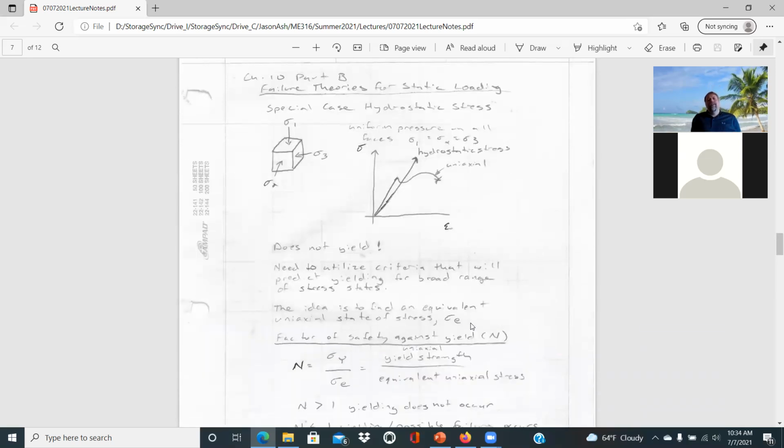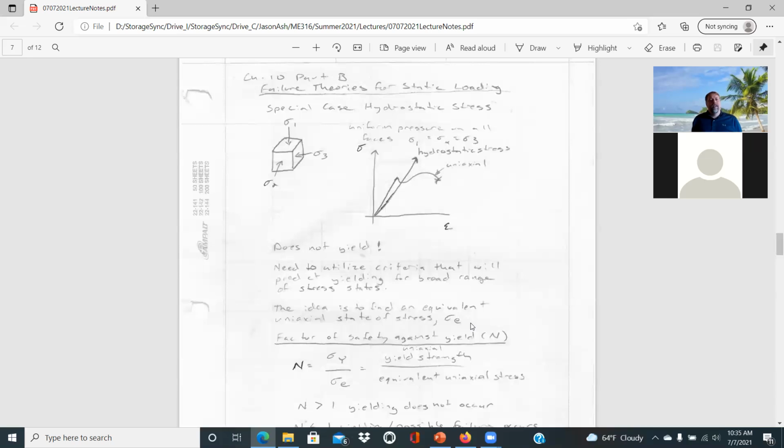All right, so now we get to chapter 10, part B of that chapter. The first part of this chapter deals, I believe, with strain transformation. And then the next part deals with failure theories for static loading. This is another area that Hibbler's textbook just does not cover that clearly.